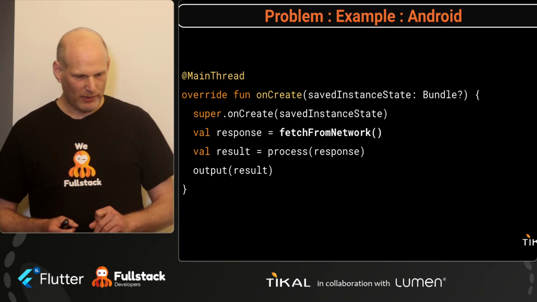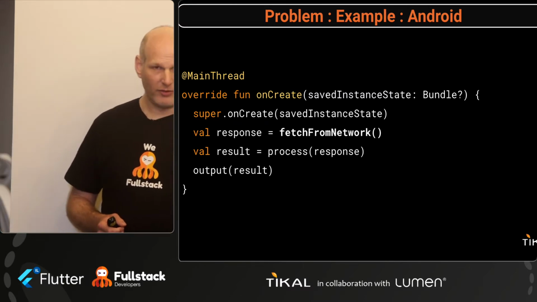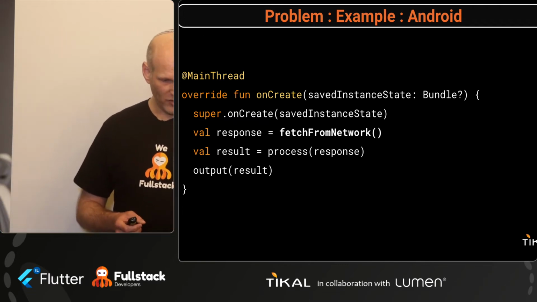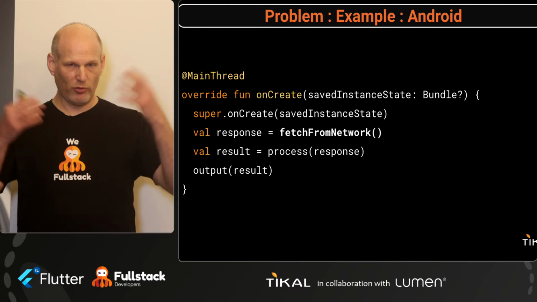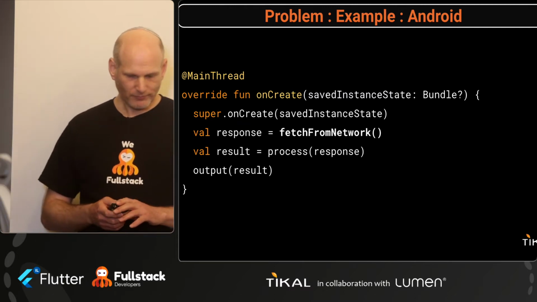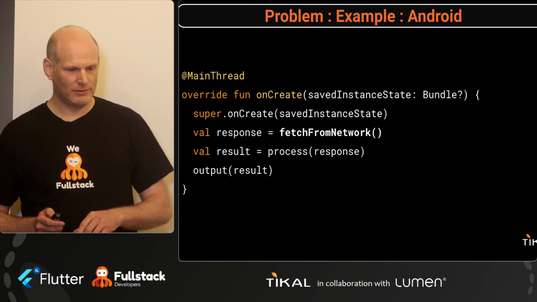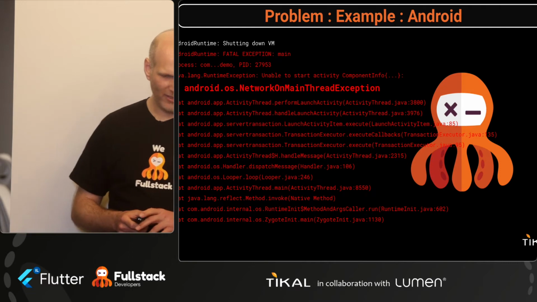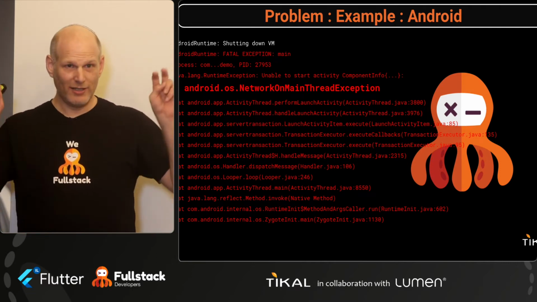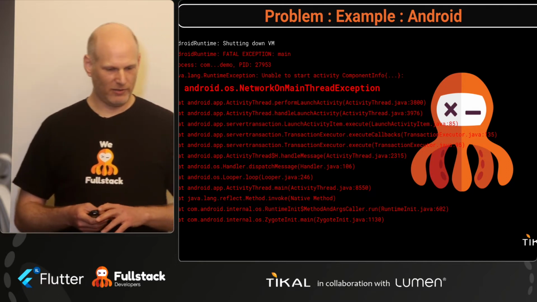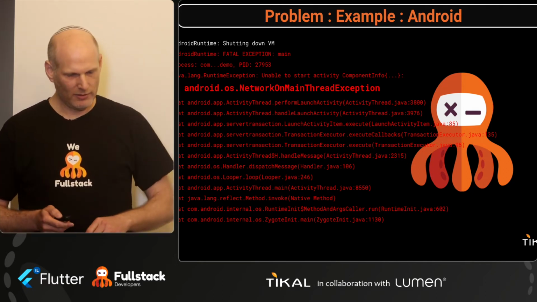Many of us might be familiar with it. If you run this code, let's say in an activity or a fragment, and you wanted to fetch something from the network when the app or the fragment is loaded, and you want to show it to the user. So what would happen? Boom, crash. Network on main thread exception. Android is hinting that you need to use some other way of performing your network request.